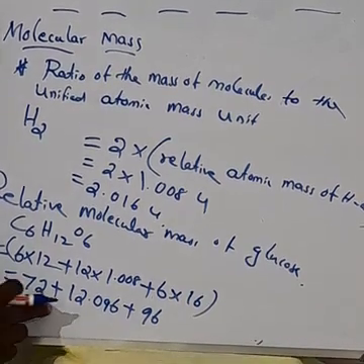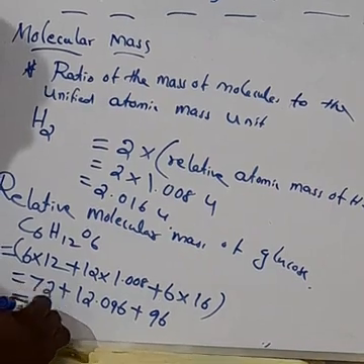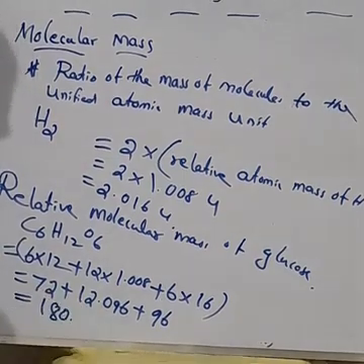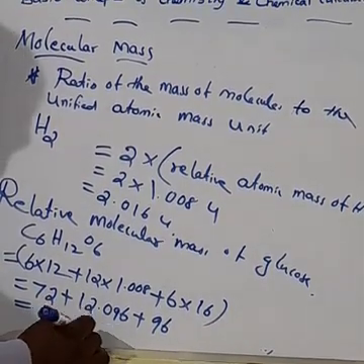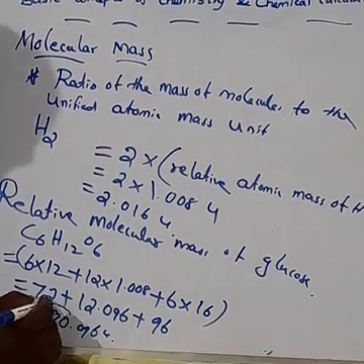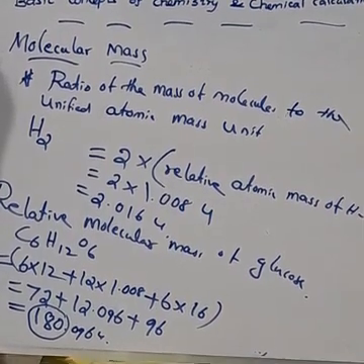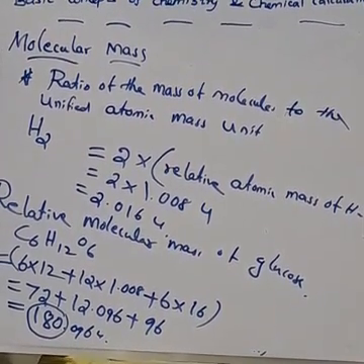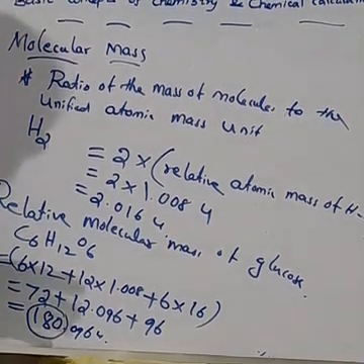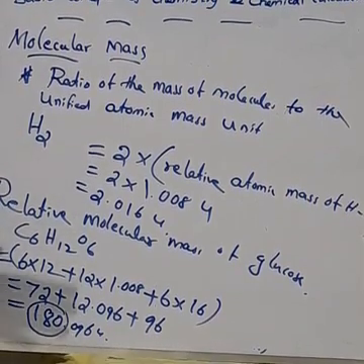When we add these three factors, we get the approximate value 180.096 unified atomic mass. You should take 180, rounded up. This is the relative molecular mass of glucose. Please help me take this one: what is the relative molecular mass of hydrogen and also the relative molecular mass of glucose.